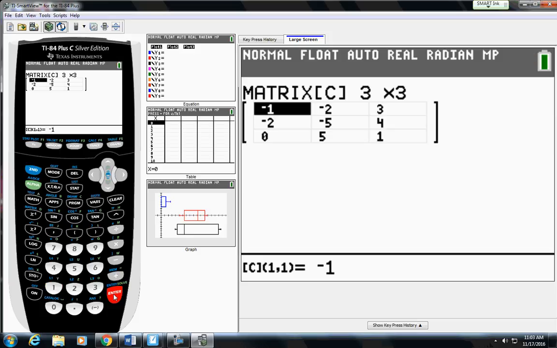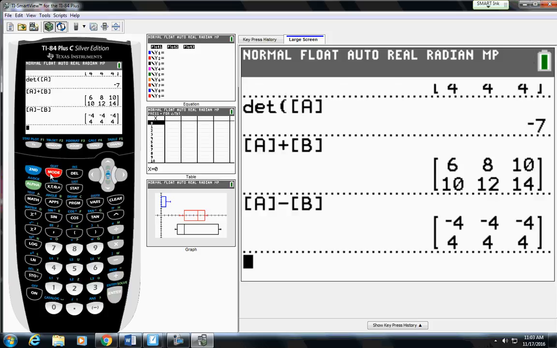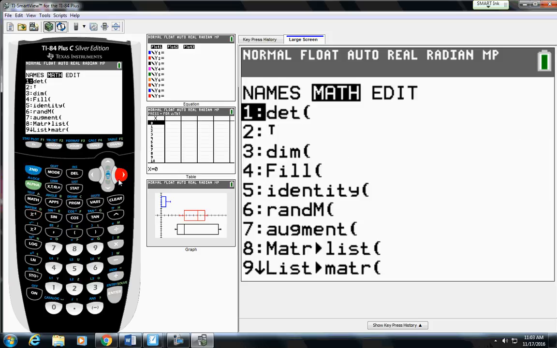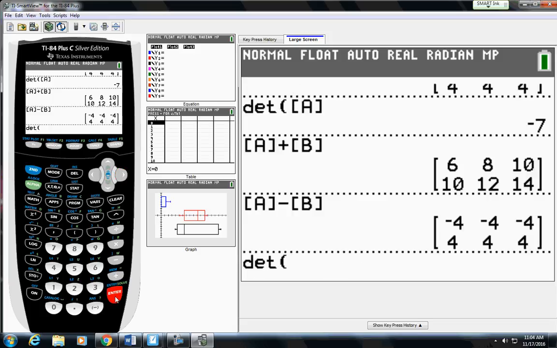Okay, so y'all know how to get it in the calculator, right? Okay, so second quit, get out of that menu, and then go second matrix math. And the very first option is determinant. So pull up determinant, recall matrix A.